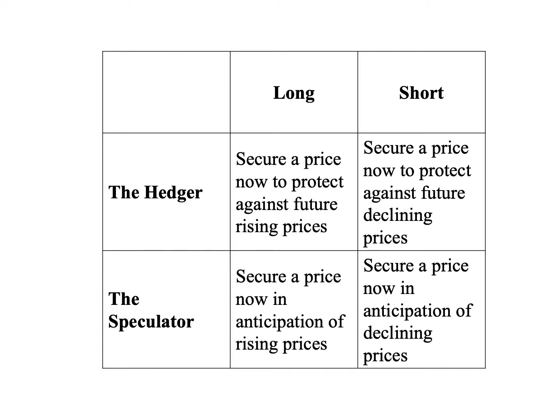So here are the two different types, the hedger and the speculator, and long and short positions. The hedger, if they're taking a long position, is securing a price now to protect against future rising prices. If they're taking a short position, they're securing a price now to protect against future declining prices. The speculator, if they take a long position, is securing a price now in anticipation of rising prices. If they're taking a short position, it's securing the price now in anticipation of declining prices.